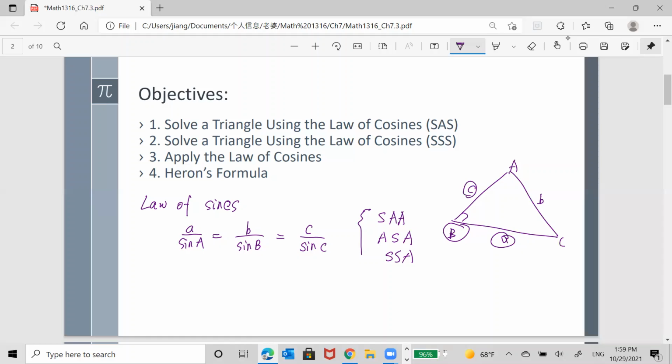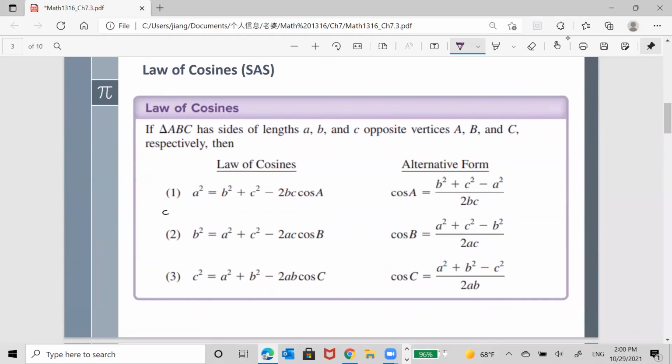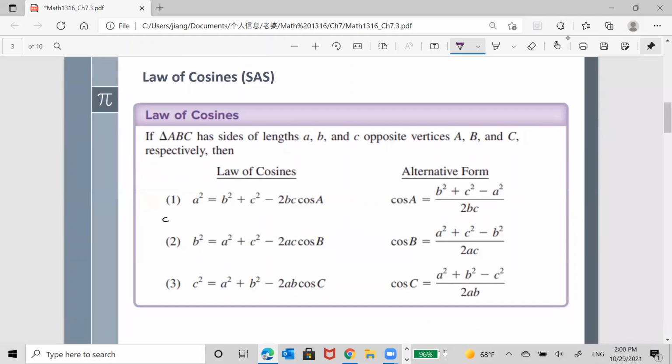How about the SSS case? That means I know the three sides, lowercase a, b, c, the lengths of the sides. I can't find the angle by this formula. That means we need a new formula called the law of cosines. Let's continue to see what the law of cosines looks like.